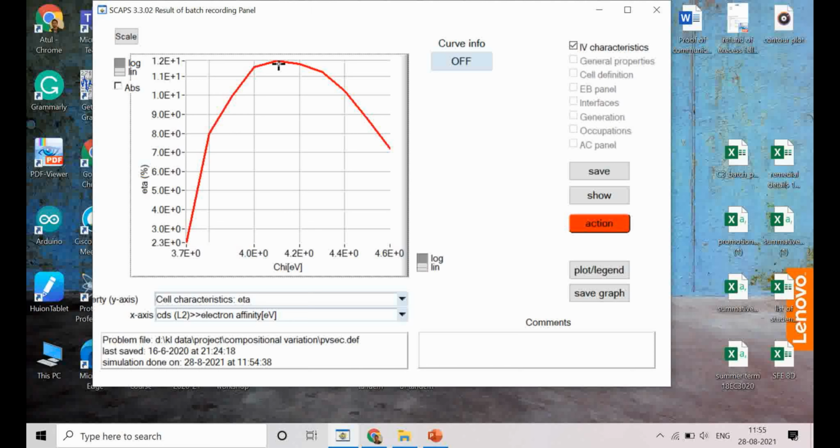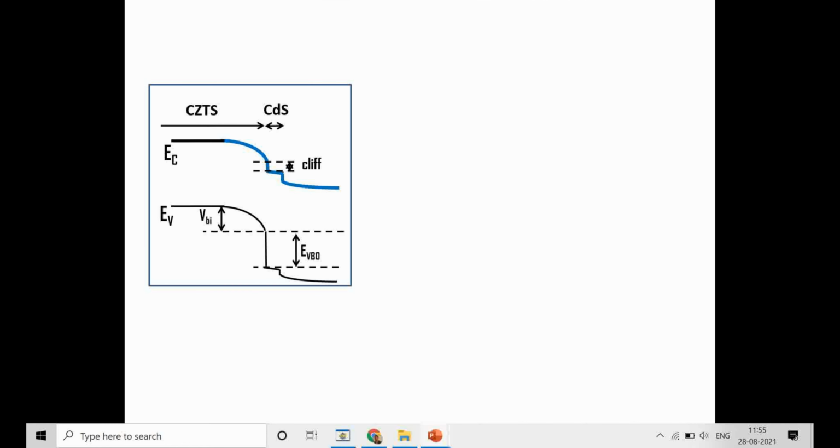Let us see why this is happening. You can see 4.2 is the CZTS electron affinity, and efficiency is maximizing at 4.1. So there is some barrier forming. If I show you schematically, our structure will be like this: CZTS, CDS, and it has some cliff type band alignment. The electron affinity of CDS is different from that of CZTS, which means the conduction energy levels are different, so they have a cliff arrangement.